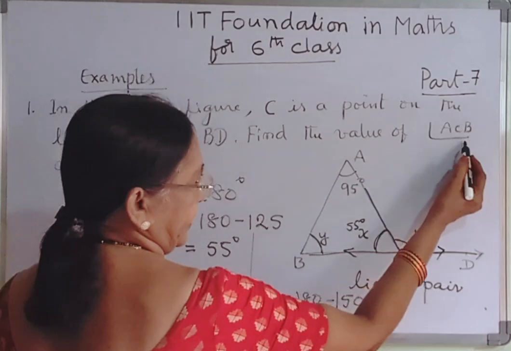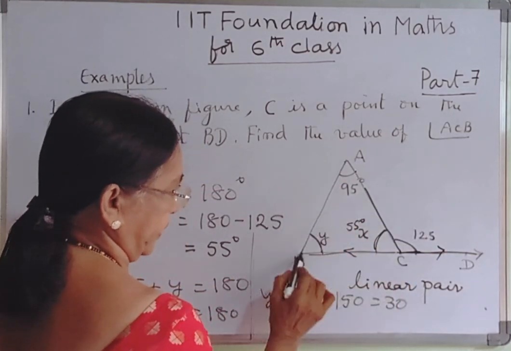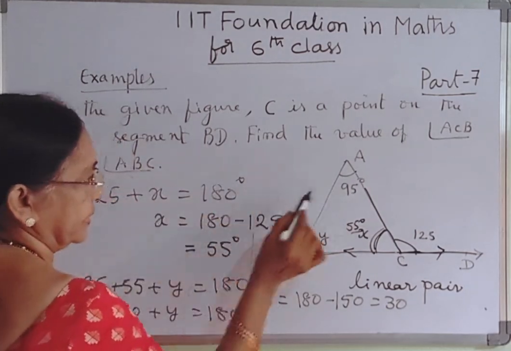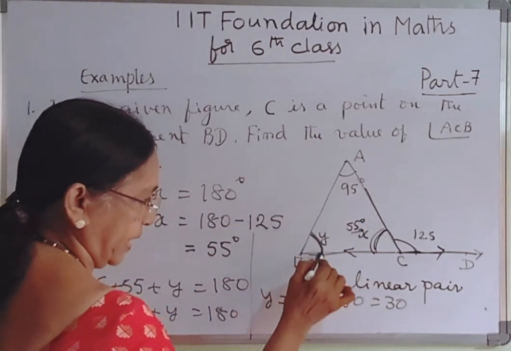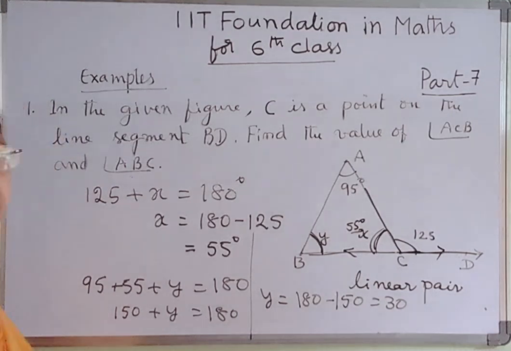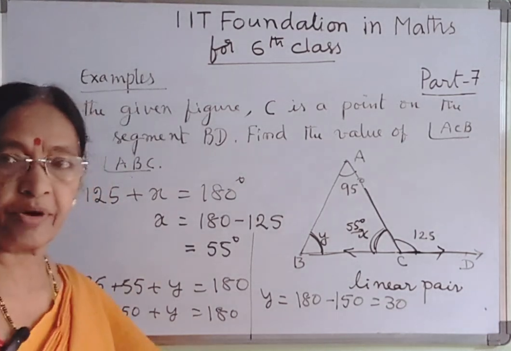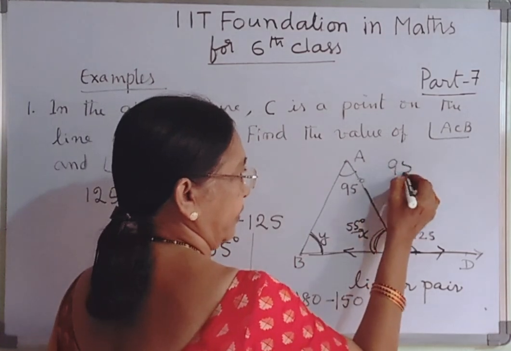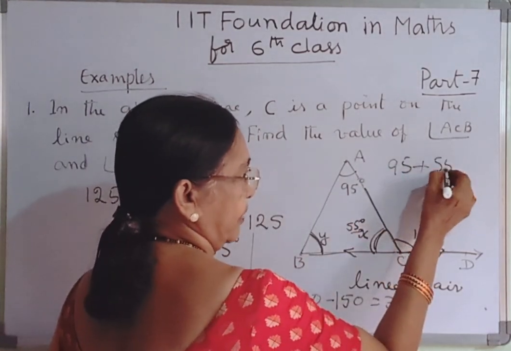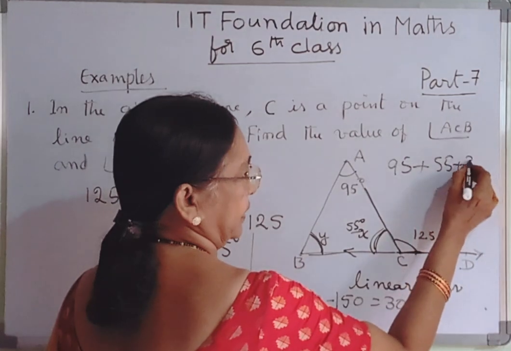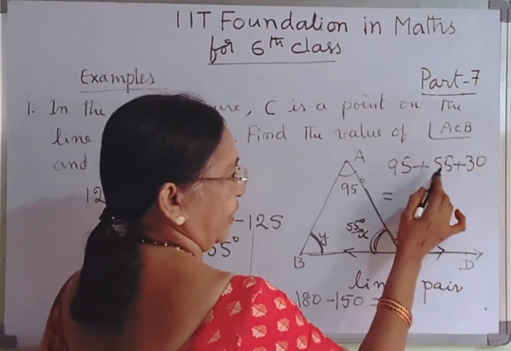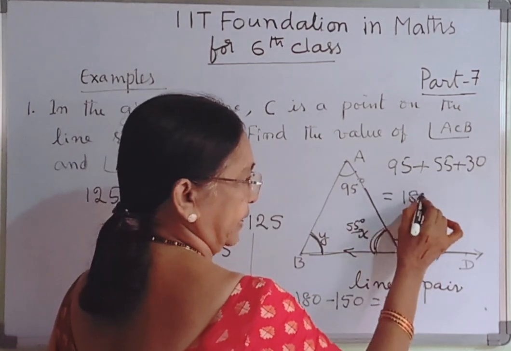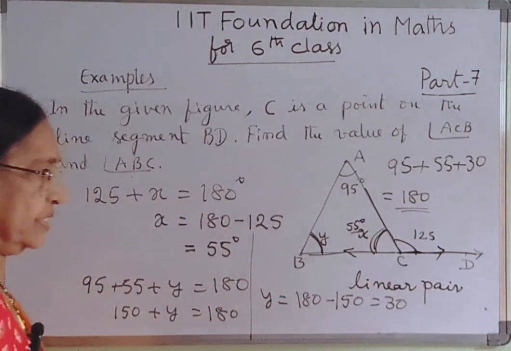So, angle ACB, this angle is 55 degrees. And angle ABC, this angle is 30 degrees. Let us verify that the sum of the three angles in a triangle is 180 or not. This is 95 plus this is 55 plus this is 30. So this is equal to 95 plus 55, 150. 150 plus 30, 180. So this is correct.